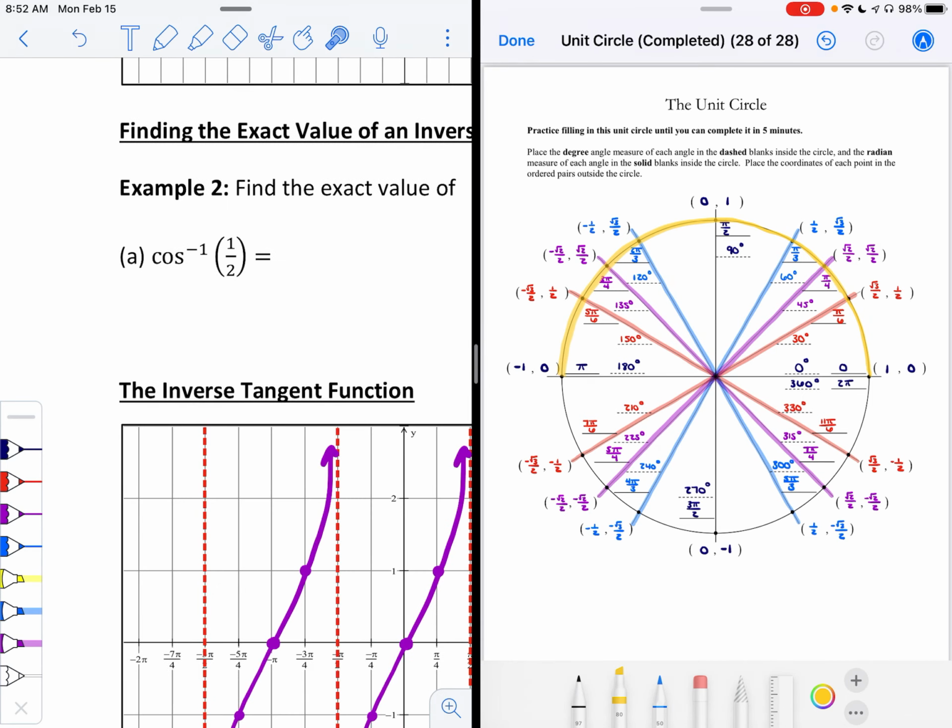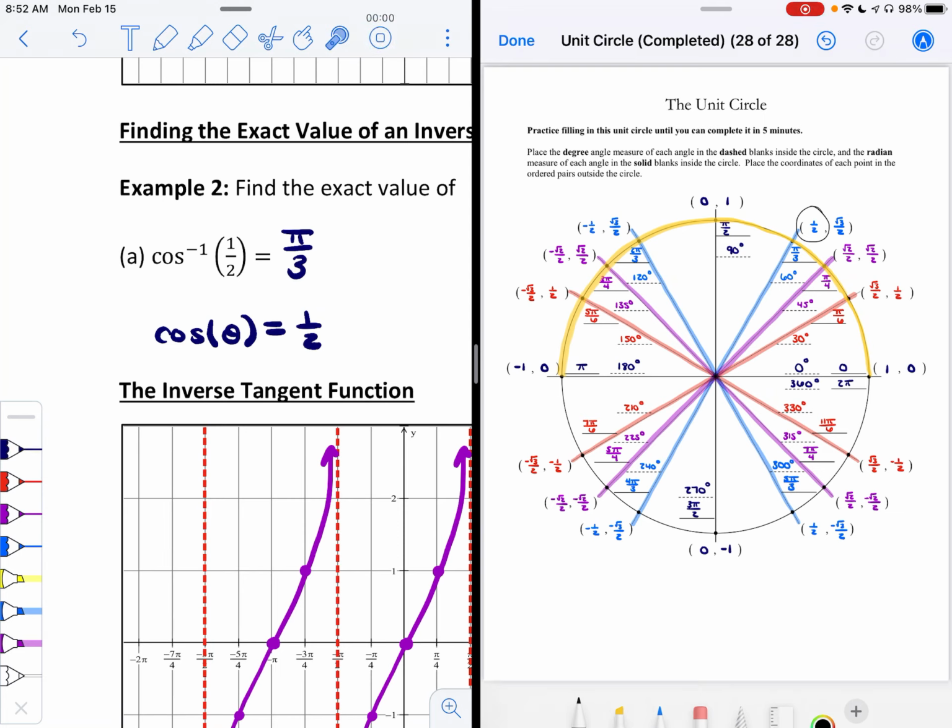So when I ask you to evaluate inverse cosine of 1/2, basically what I'm asking is the cosine of what angle is equal to 1/2. We're trying to solve for the angle. So if we look over here on our unit circle, we're just looking for where our x value is a positive 1/2. So x value is a positive 1/2 over here in quadrant 1 at an angle of pi over 3. So pi over 3 is our answer. All you're doing is looking for the angle that corresponds to this x value.